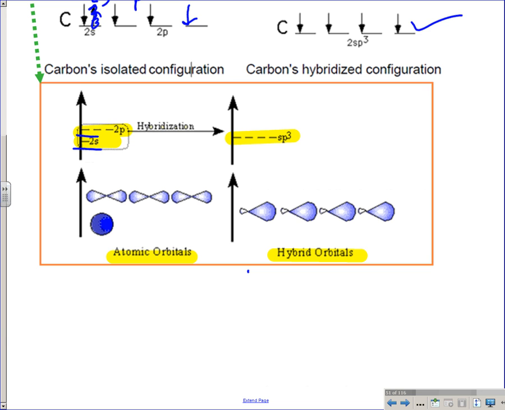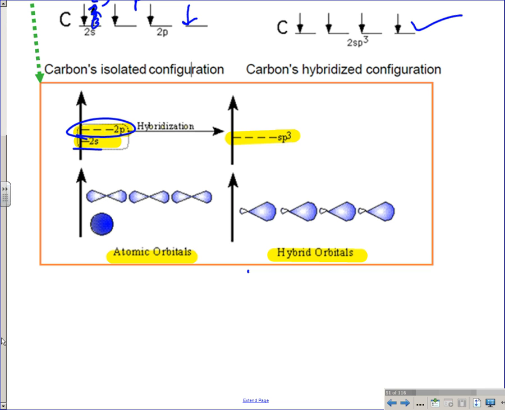This 2s and those 3 2p orbitals hybridize to a happy medium. See how you've got low energy and high energy? They come together at a medium energy, and so they're all identical in terms of their energies and shapes. So you see how we have an s and those 3 p orbitals? They come together to form those 4 sp3 orbitals.